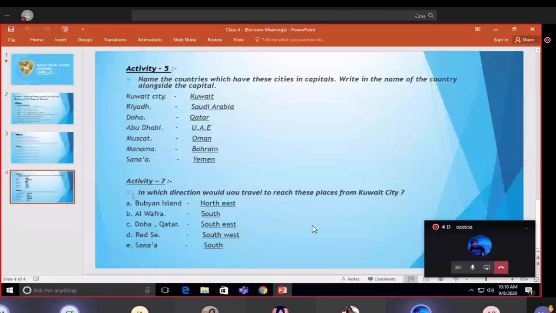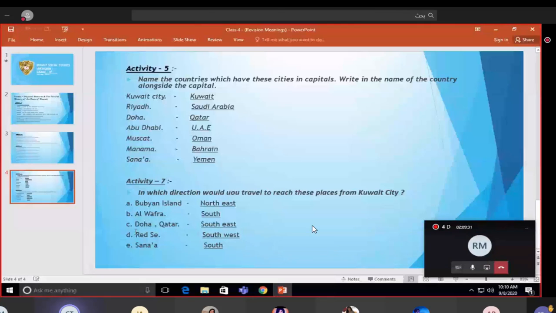Activity number 7, in which direction would you travel to reach these places from Kuwait City? So in which directions should you move on to these places? Now, Bubiyan Island is in northeast. From northeast, you can travel to Bubiyan Island. Al Wafra, from south. Doha, Qatar, this is from southeast.